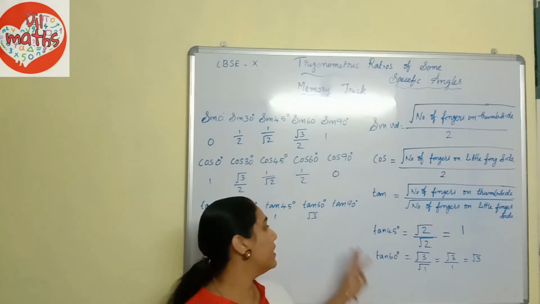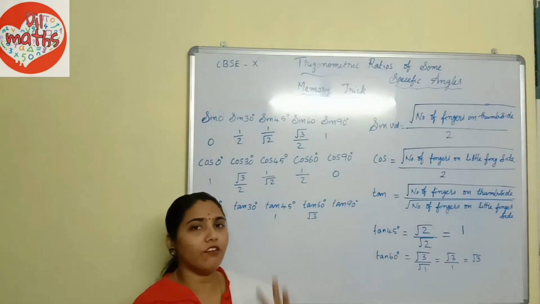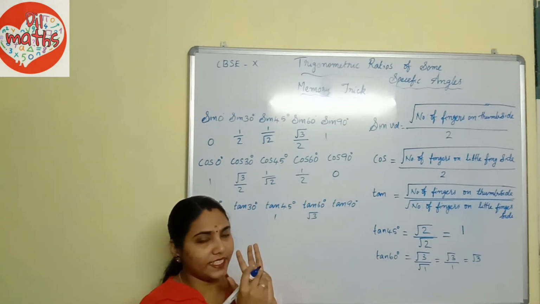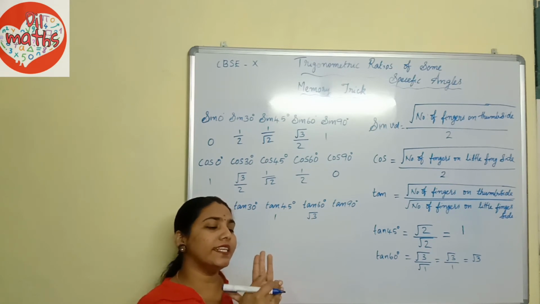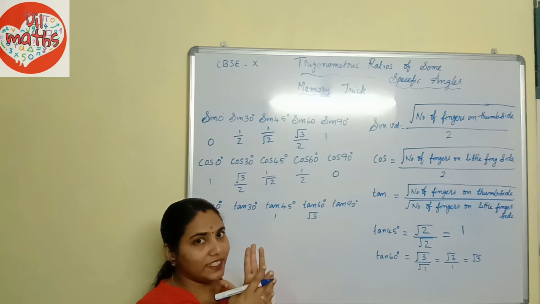Next we have to find out tan 90 degree. So which one is 90 degree here? This one is 90 degree. I have to close this finger. And how many fingers left on the thumb side now? 1, 2, 3, 4. 4 fingers left on the thumb side.